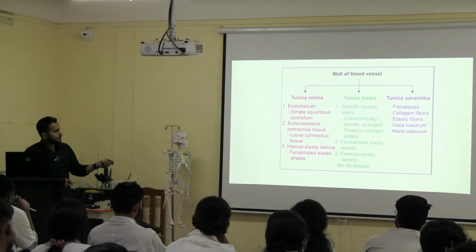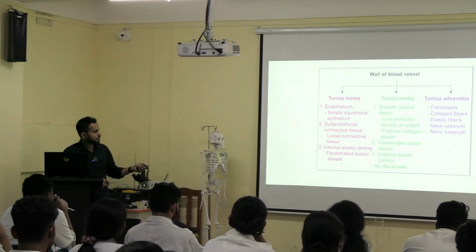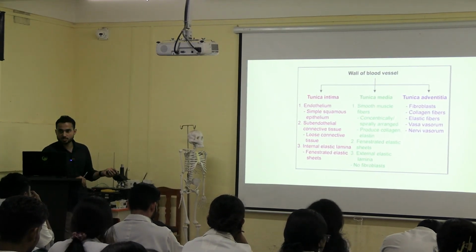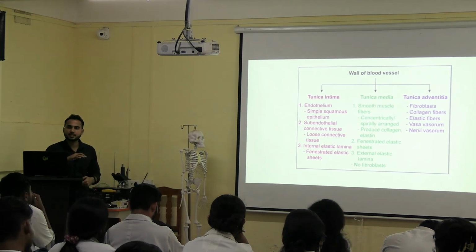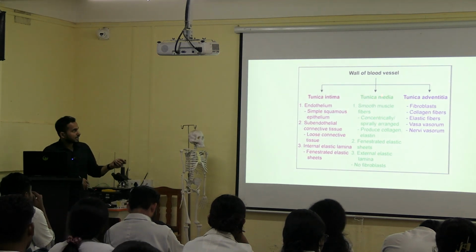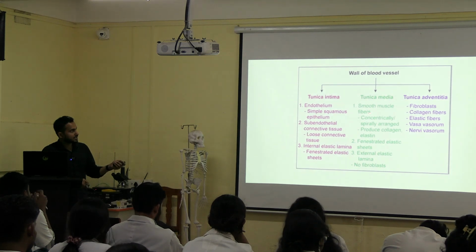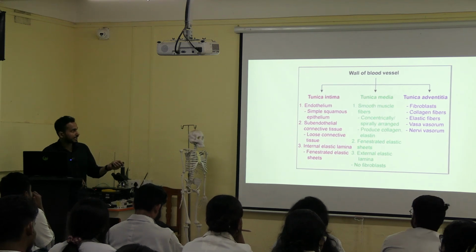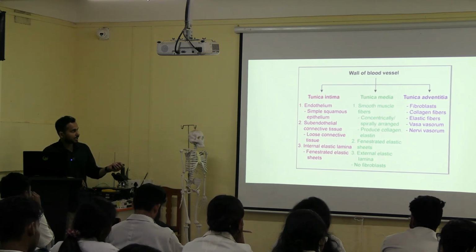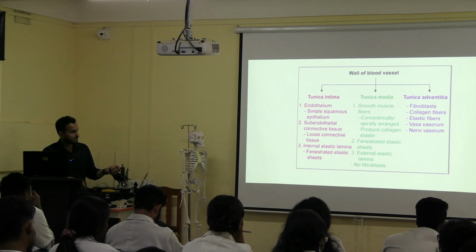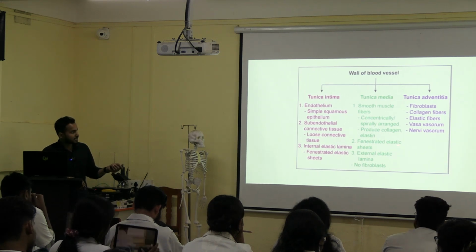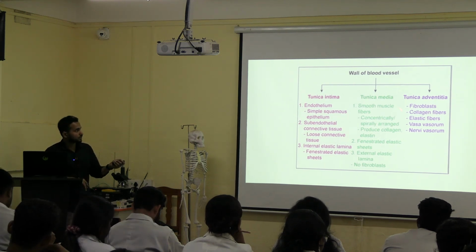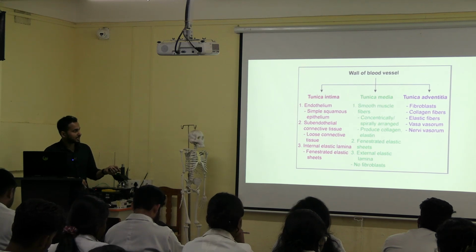Next, subendothelial connective tissue is there, where loose connective tissue is present. Then the internal elastic lamina is mainly made up of fenestrated elastic sheets, meaning fibers of elastic sheets are present in that particular layer. Then tunica media is there, where smooth muscle fibers are there. Now the arrangement is not the same, it is different. It is concentrically arranged, spirally arranged, and they also produce collagen fibers and elastin. Along with that, the fenestrated sheets are also there, and the fenestrated sheets present in the tunica media form the external elastic lamina.